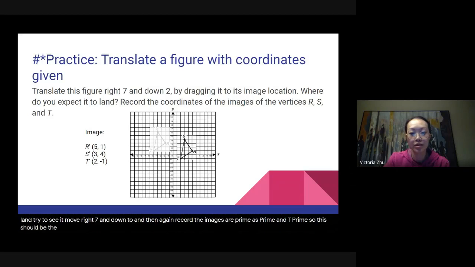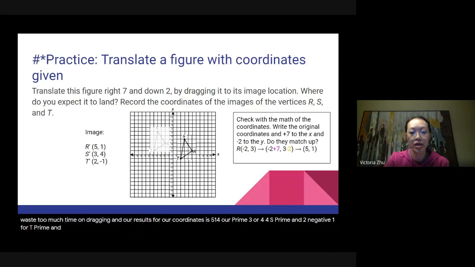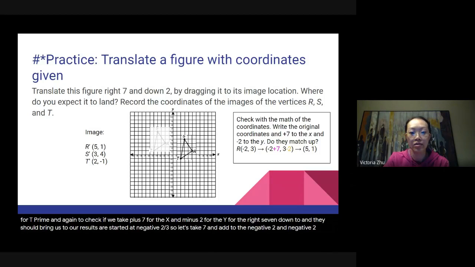So this should be the result of dragging. It was really hard for me to drag, so you might not try it if it's frustrating you. Don't waste too much time on dragging. And our results for our coordinates are 5, 1 for R prime, 3, 4 for S prime, and 2, -1 for T prime. And again, to check, if we take +7 for the x and -2 for the y for the right 7 down 2, then they should bring us to our results. R started at -2, 3. So let's take 7 and add it to the -2, and -2 and add it to the 3, and that should give us 5, 1. And that is what we get indeed.